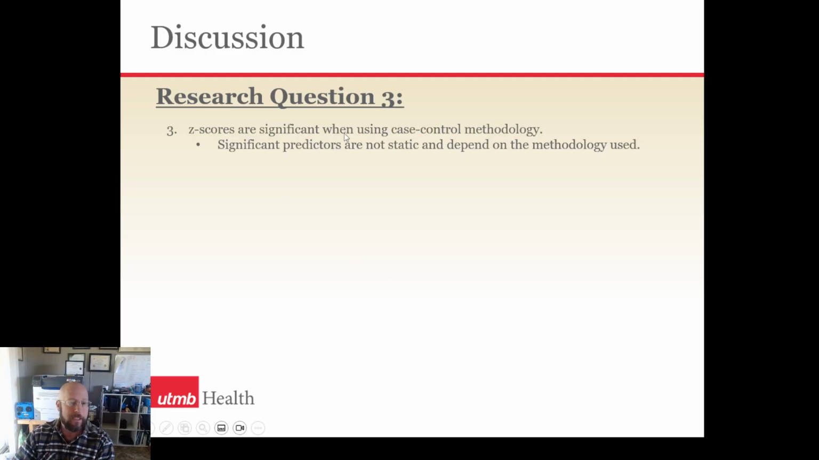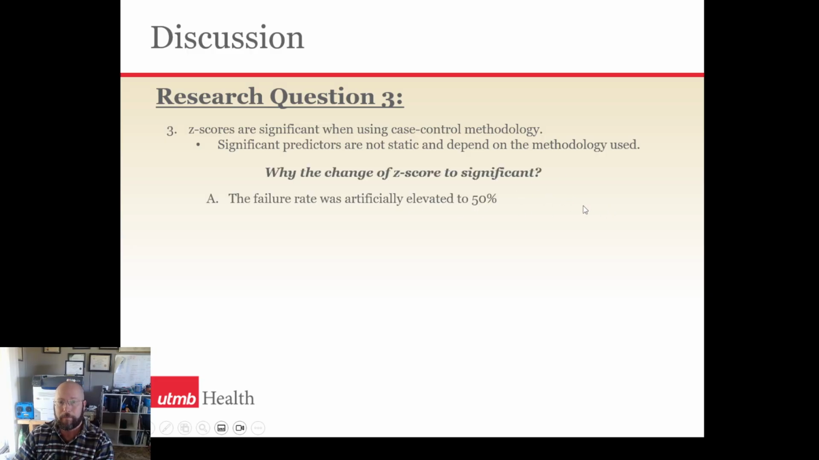Z-scores were significant, just like with our second research scores. They were a significant predictor that weren't really static. They really depended on the methodology used. So why was there a change in the Z-score significance? We artificially elevated the failure rate in that case control study to 50%.